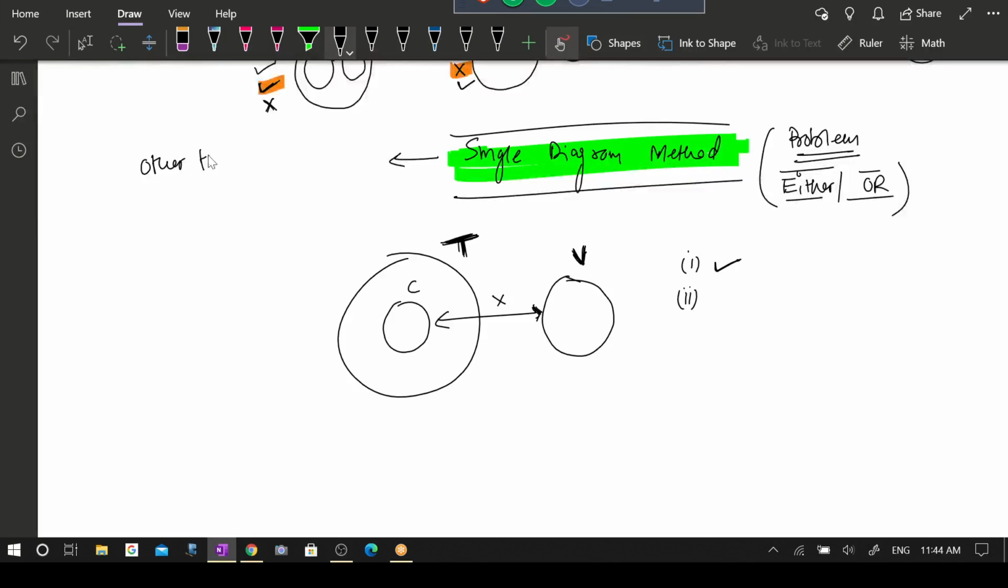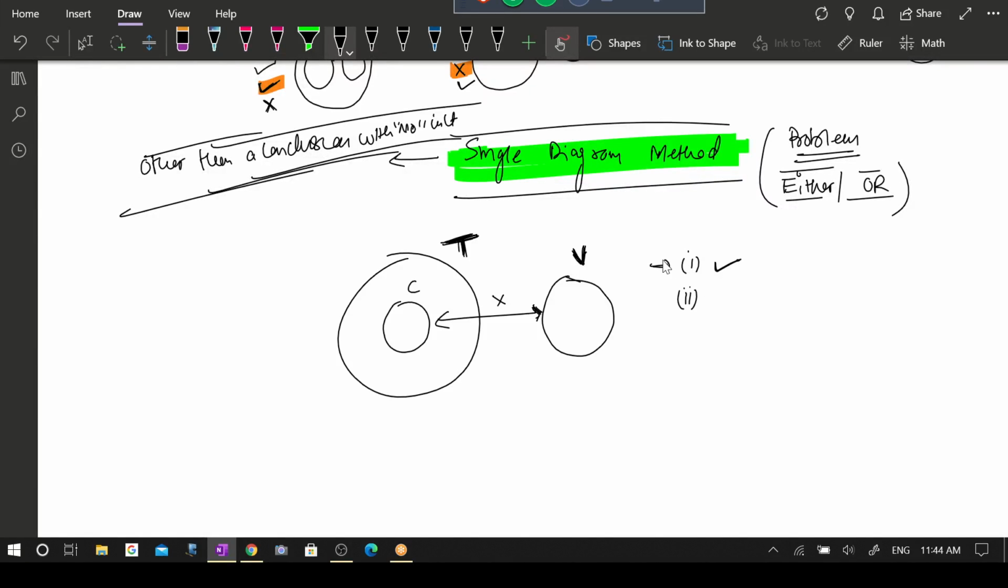other than a conclusion with no in it, you can directly do it, which means option number 1 was an issue because there was a no in it, isn't it? Other than that, you can directly go with it.